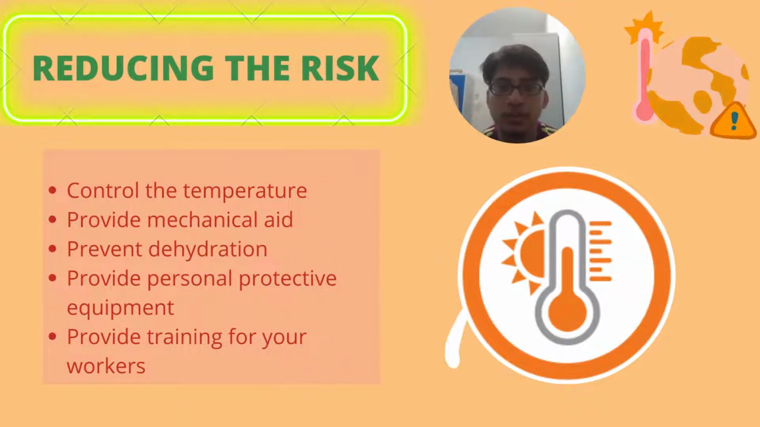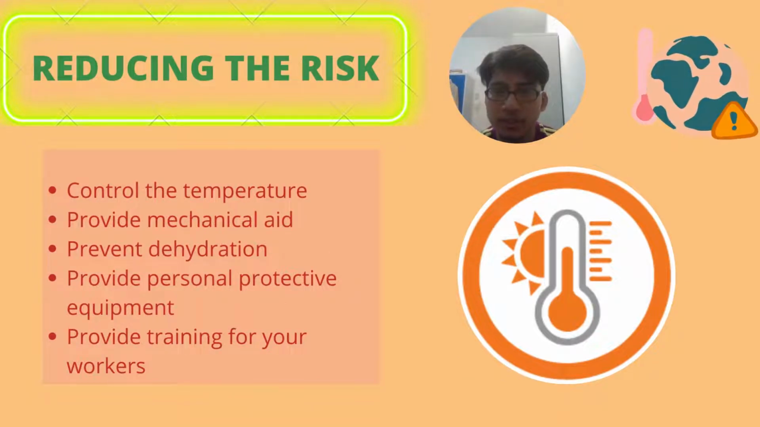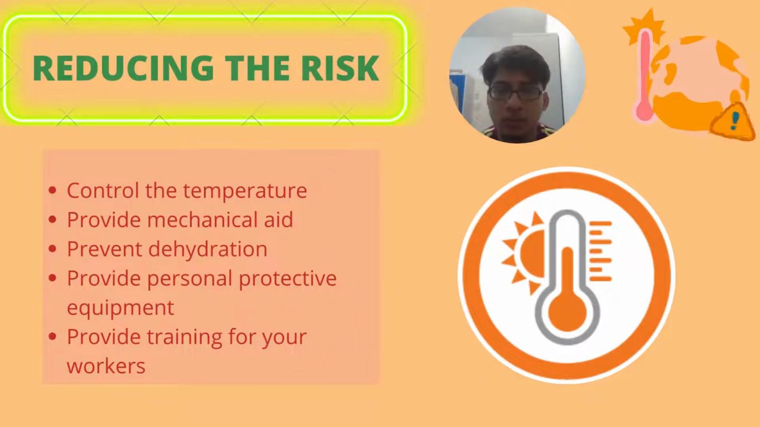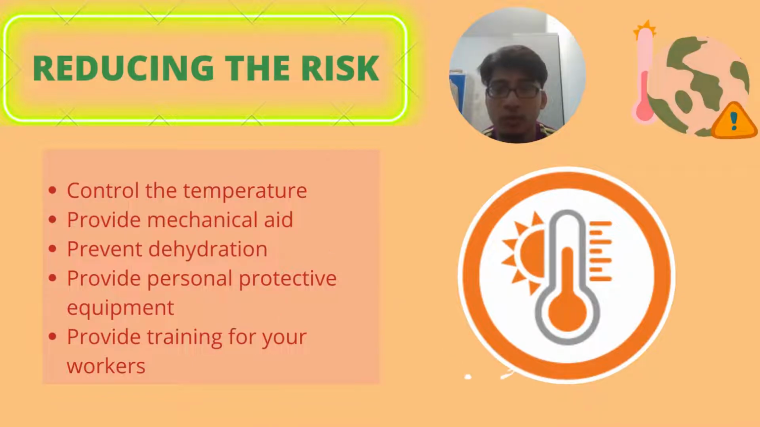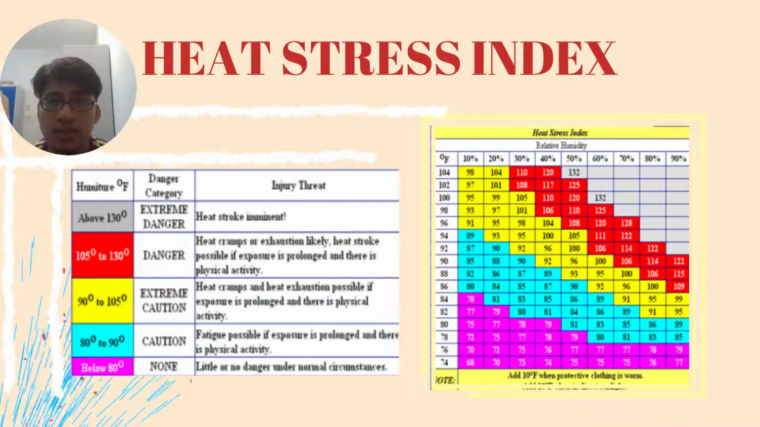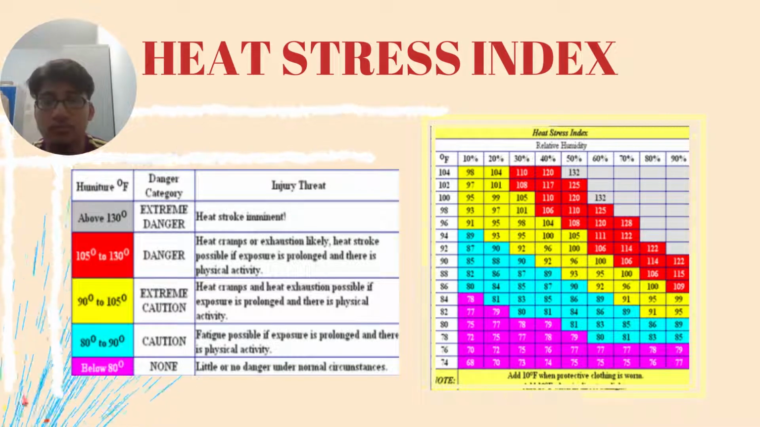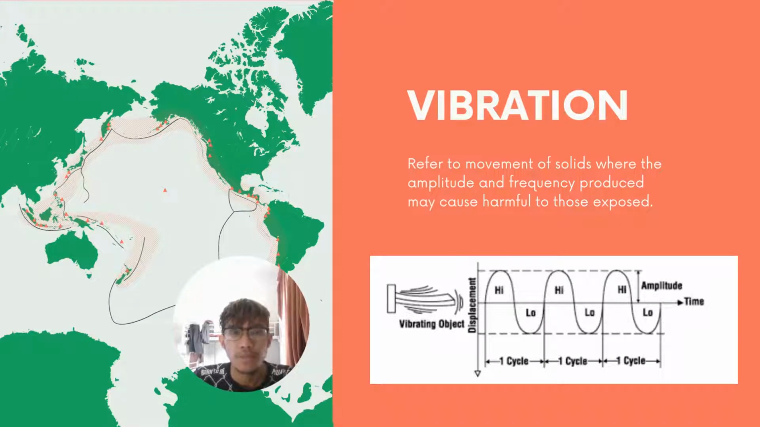We have to control the temperature, provide mechanical aid, prevent dehydration, provide personal protective equipment, and provide training for your workers. For the last but not least, a heat stress index, which is in the two tables below. Thank you. Vibration. The definition of vibration refers to movement of solids where the amplitude and frequency produced may cause harm to those exposed.